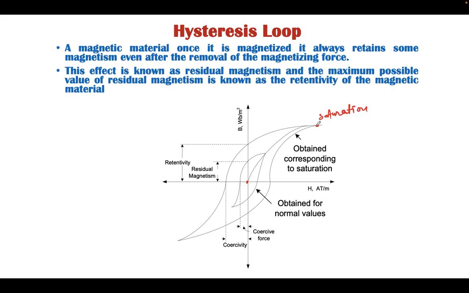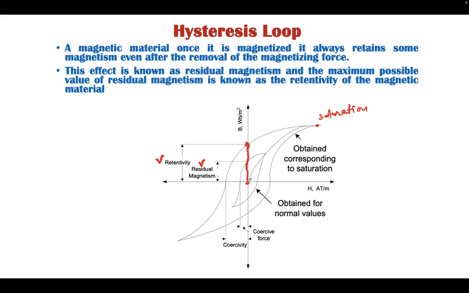Saturation. At this saturation, if we start decreasing the field intensity, it doesn't follow the same path. Now it is following a different path here. And at this point, field intensity becomes zero, whereas the magnetism is not zero. This is known as residual magnetism or retentivity. The property is known as retentivity. Why? Because once a magnetic material is made a magnet, it stores some magnetism within it.